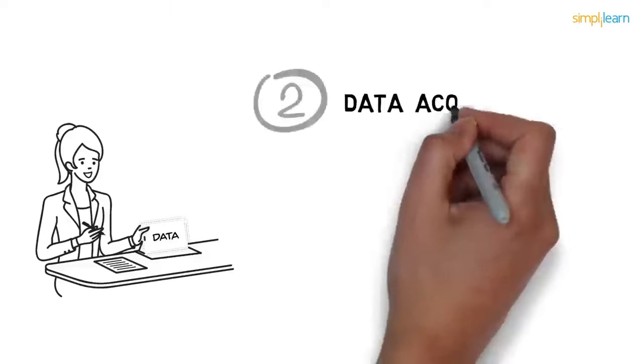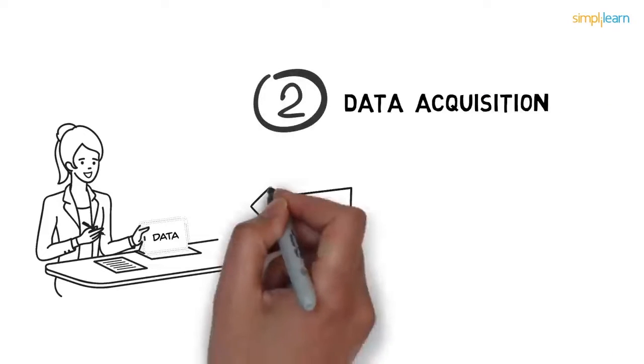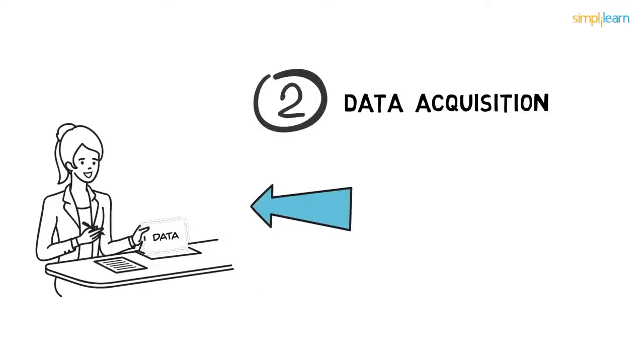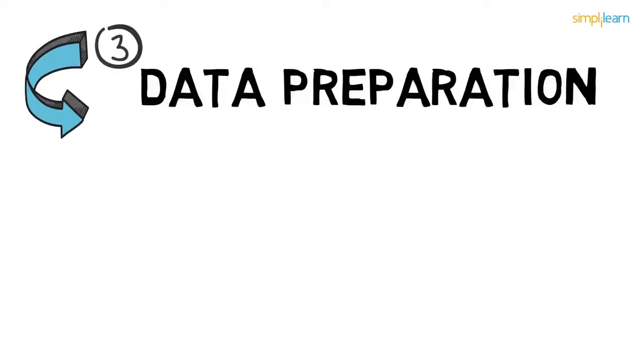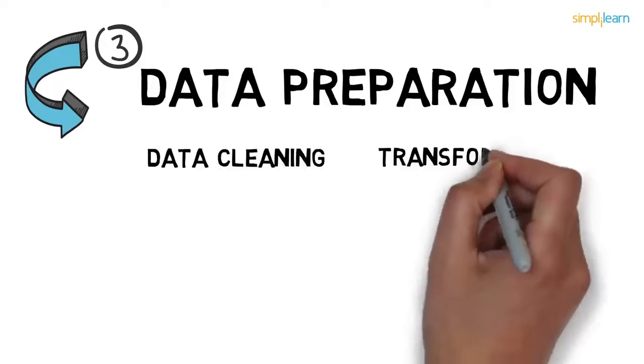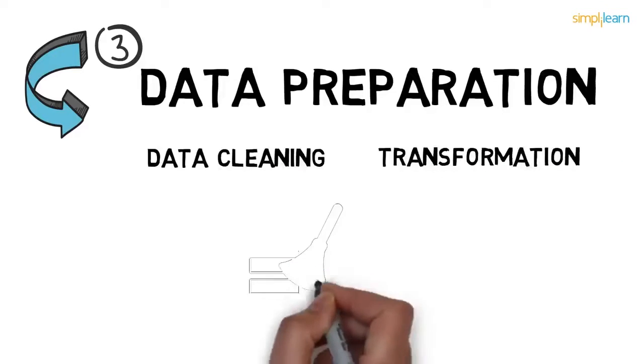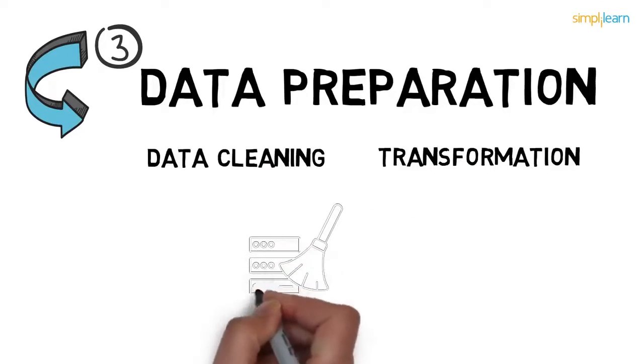The second step is to actually acquire the data. There are many different ways to collect data, and it depends on the problem trying to be solved. The third element of data science is actually preparing the data to be analyzed. This means putting the data into an organized set where important information can be extracted easily.